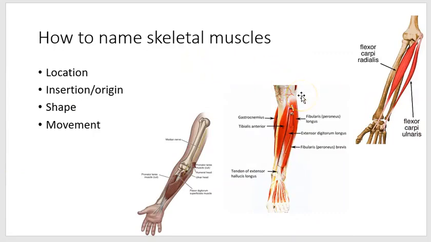So here we can see extensor digitorum longus. Extensor, it's going to extend the digits, digitorum, and it's long. So it's telling you what it looks like and what it does. Here you have flexor carpi radialis. Flexor, so it's going to flex carpi, talking about your carpal bones. So it's going to flex the wrist, and it's found along the radial bone, flexor carpi radialis.